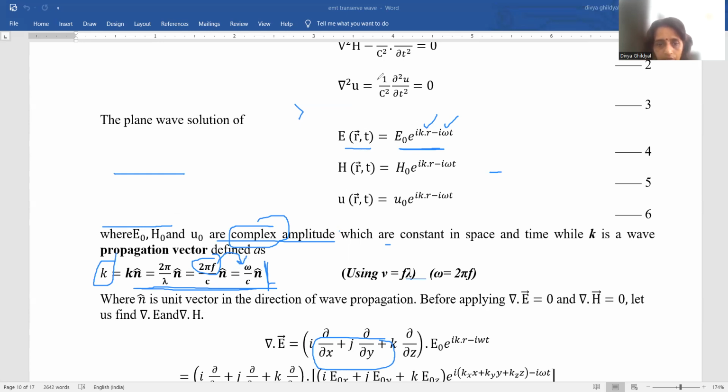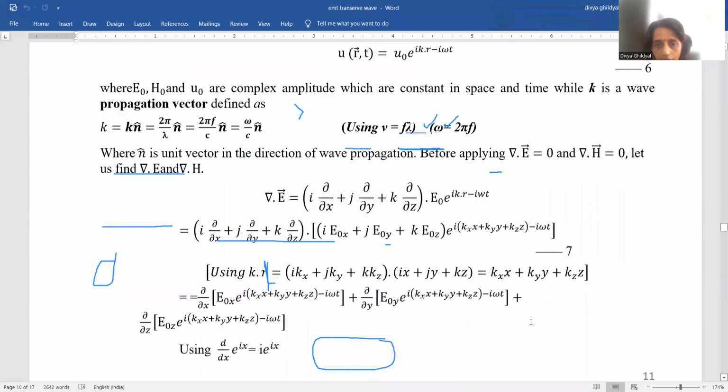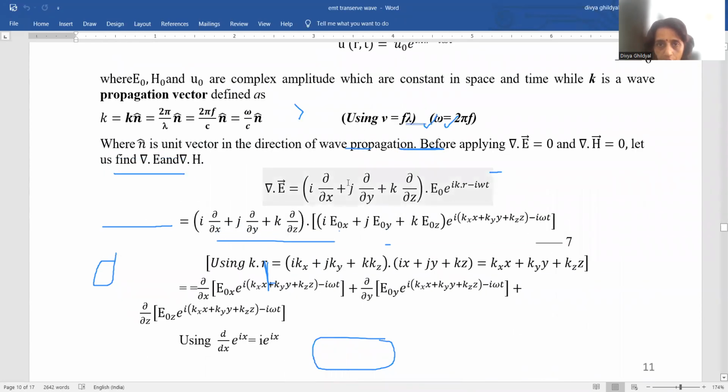Now let me proceed further, where n is the unit vector in the direction of wave propagation. Before applying del dot E equal to 0 and del dot H equal to 0, we will find an expression for del dot E and del dot H. Okay.